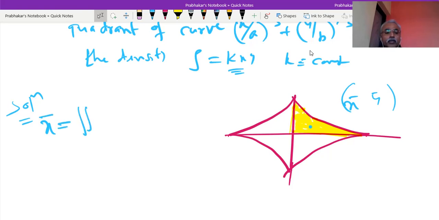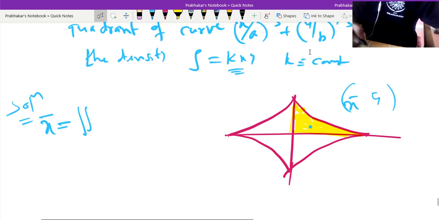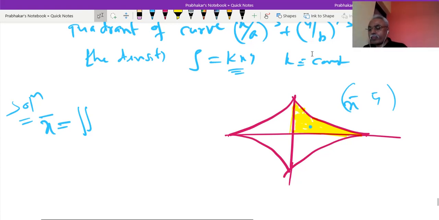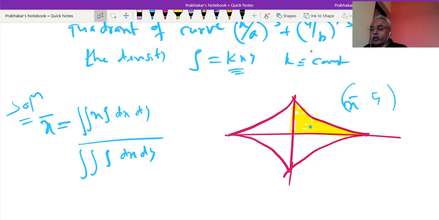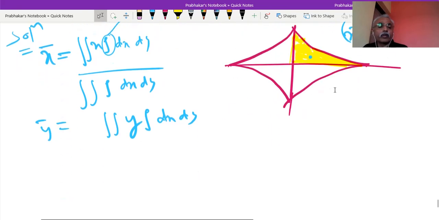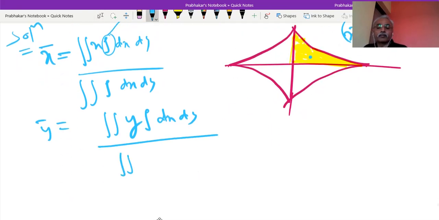X bar is a double integration of x into rho dx dy, whole divided by double integration simply rho dx dy. Instead of x, if you write y, this becomes y bar. Let me write that also. Y bar equal to double integration of y into rho dx dy, now this rho is given as kxy, whole divided by double integration simply rho dx dy. Whatever you find for x bar, it will be same for y bar because this is very much symmetric.